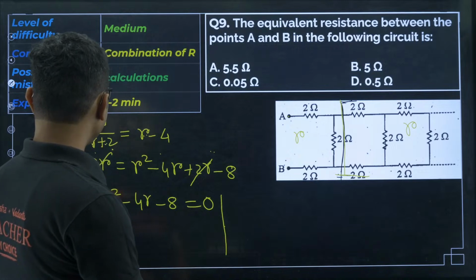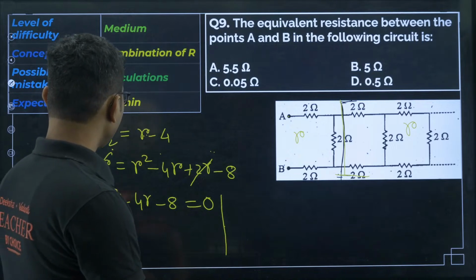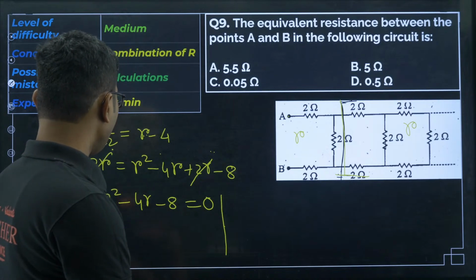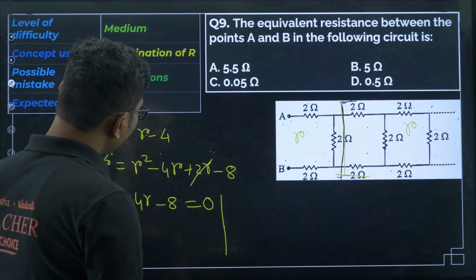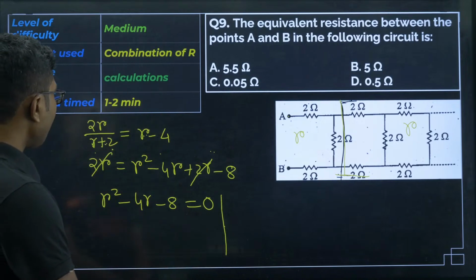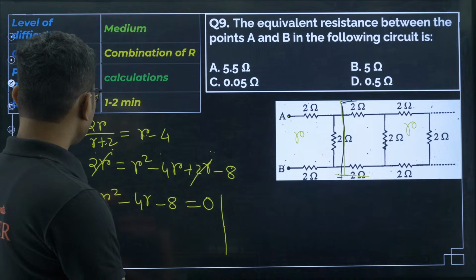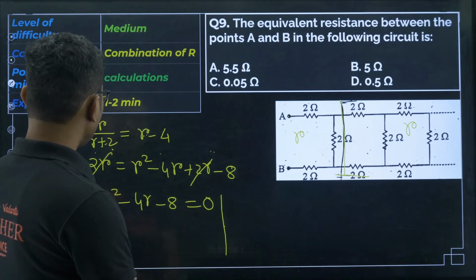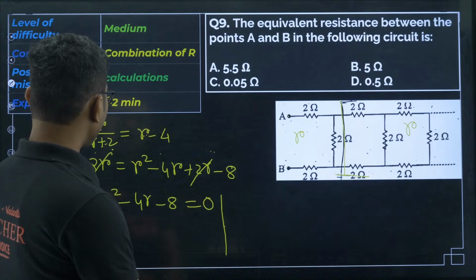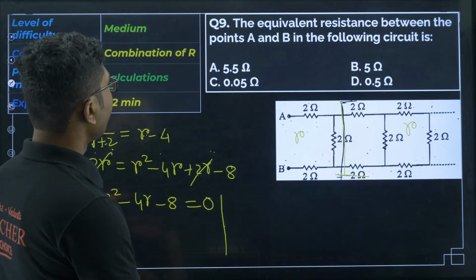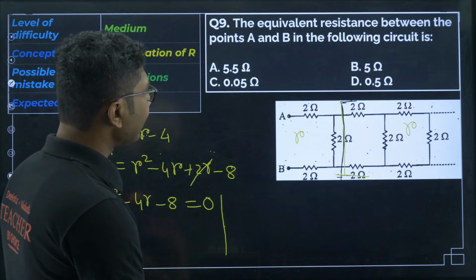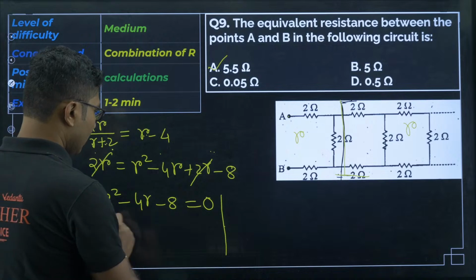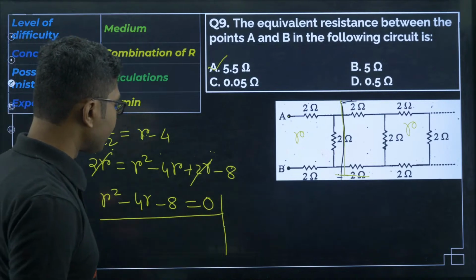10 by 12, and 5.5 is 11 divided by 7.5, 1.5. I think it will be 5.5 ohm. Okay, you can check the roots of this equation and you can solve it.